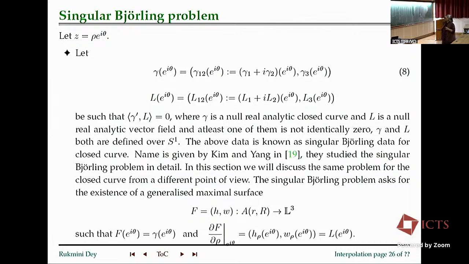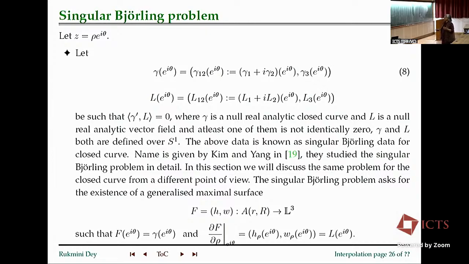L is a null real analytic vector field, and at least one of them is not identically 0. Gamma and L are both defined over S1. The above data is known as singular Cauchy data, and the name is given by Kim and Yang. They studied the singular Cauchy problem in detail and they actually found a solution.